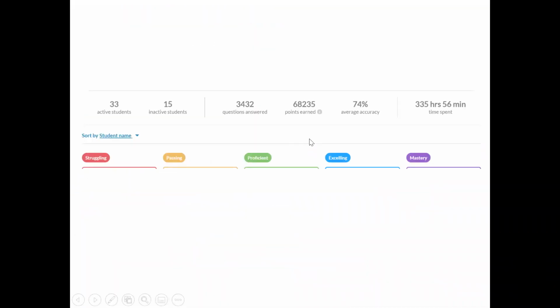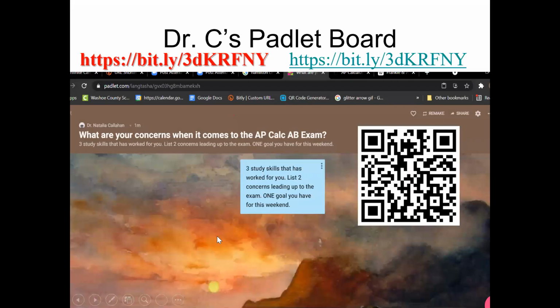Another thing I want you guys to make sure you're looking at is your AlbertIO. The breakdown of AlbertIO shows as follows. It gives you the breakdown of whether you're struggling, passing, proficient, excelling, or mastery. Generally, I have kind of like a bell curve. I usually have about 2 students here, about 3 here, 3 here, 4 here, and then 3 right there. So if you are somewhere in the struggling, I highly suggest that you spend a little bit more time to keep working on this.